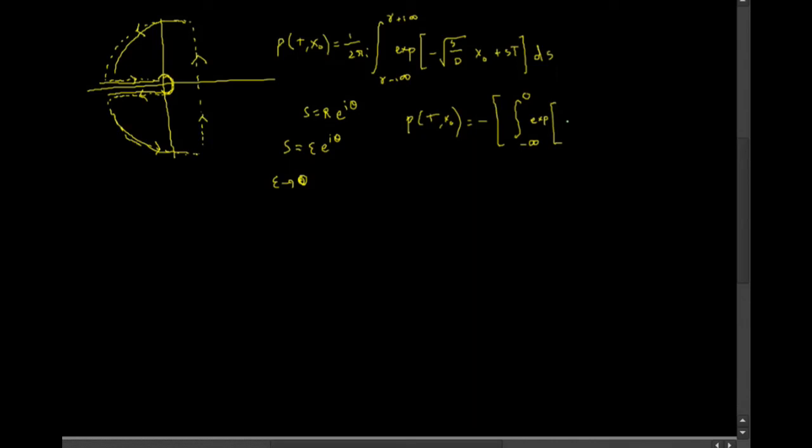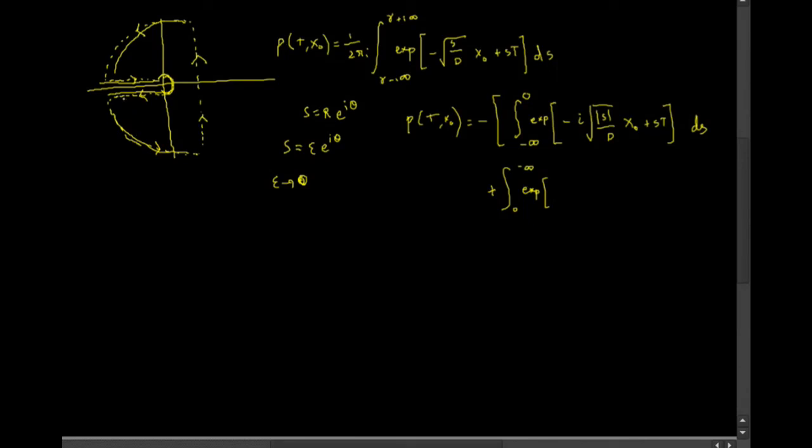So we have exponential of negative i times the square root of absolute value of s over d, x naught plus st, ds. And then we have the contribution where we go from 0 back out to negative infinity. So that's going to be plus the integral from 0 back out to negative infinity of the exponential. But now you have to remember that the definition of our square root function is different.